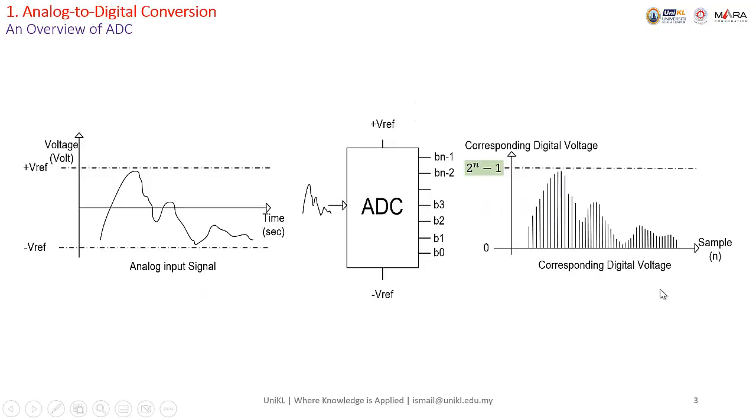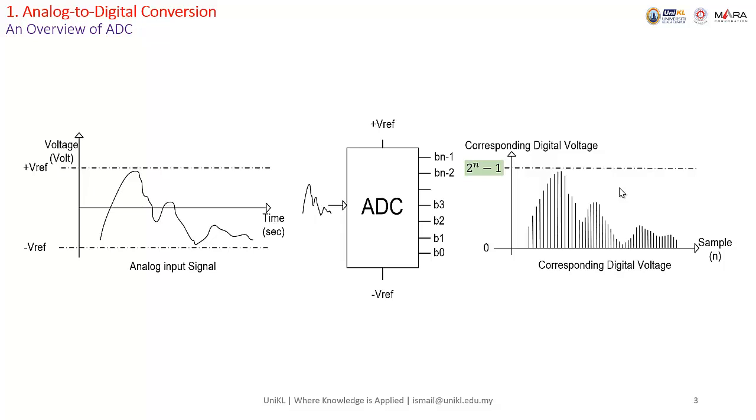First of all, let's say we have the analog signal that can swing from a minimum, say call it negative Vref, up to a maximum of positive Vref, and we feed it to the ADC, right? Then the corresponding digital output will look as shown, which is in the form of a binary code.